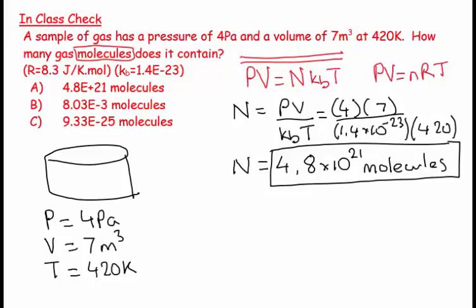So what I've learned the hard way is to do it in bits. 4 times 7, enter, divided by 1.4. I like the EE function, second EE minus 23, rather than times 10 to the caret minus 23. It's just much simpler. And then enter, and then divided by 420.